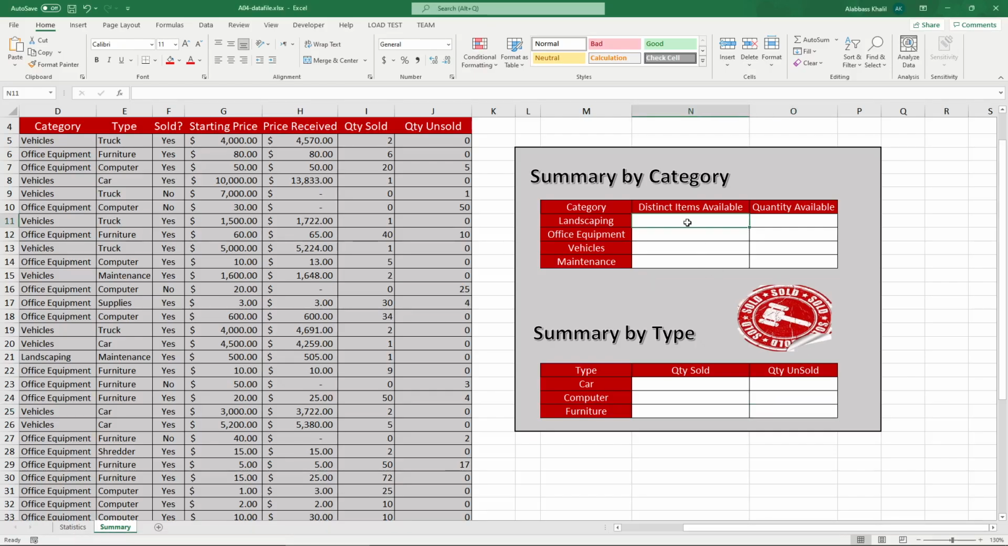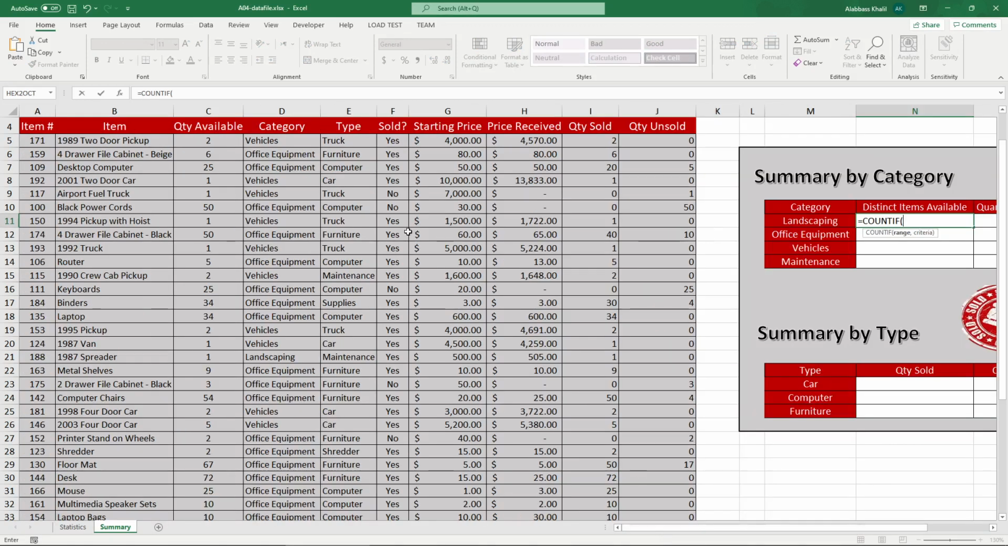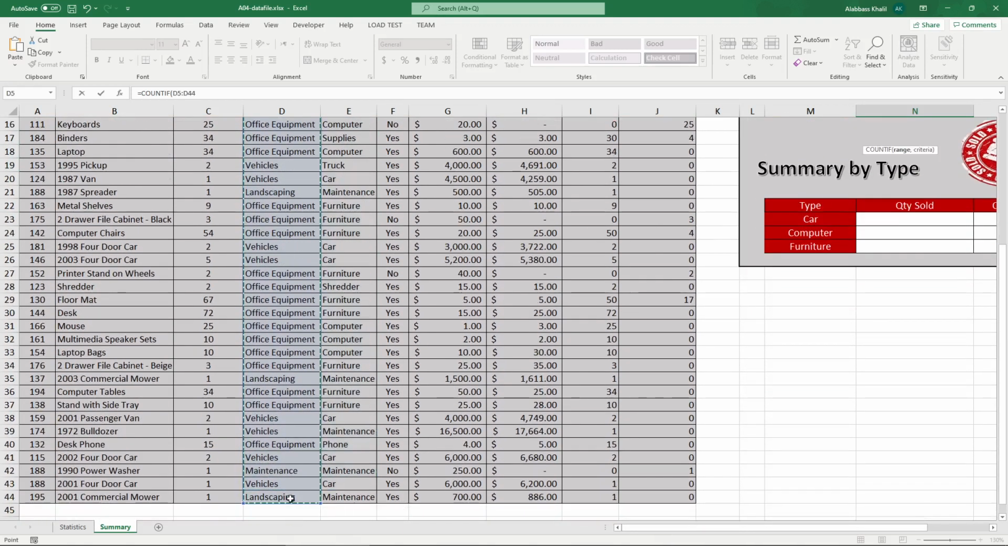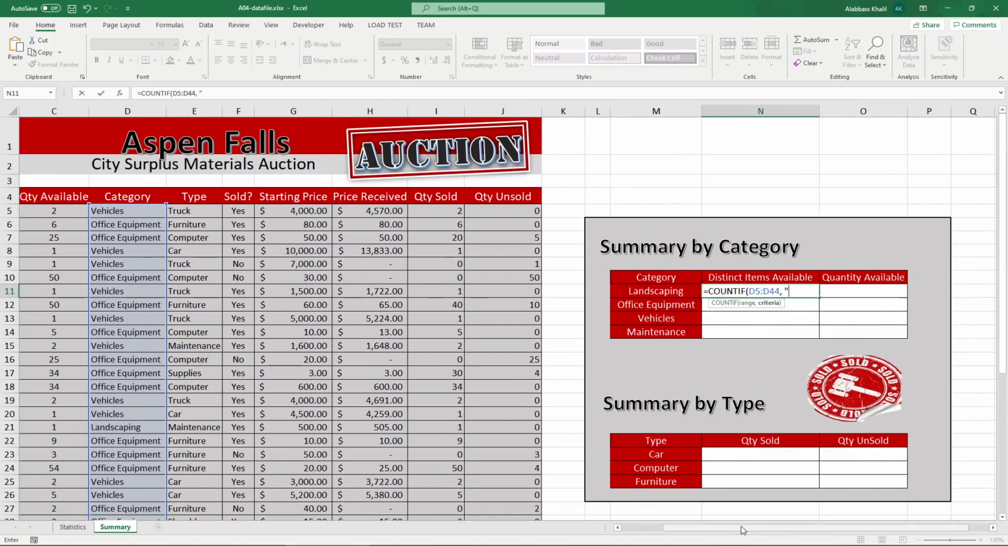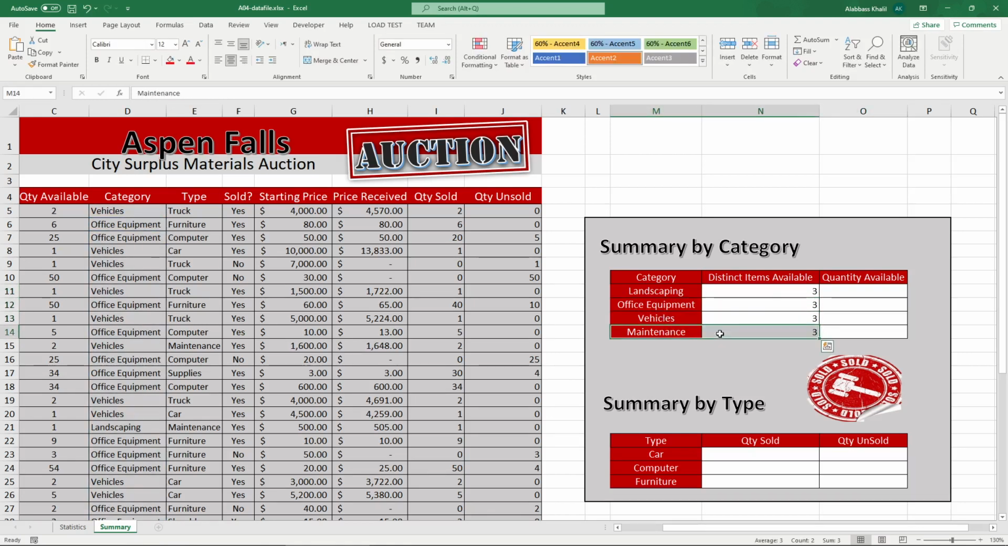So here, as we mentioned, how many distinct items do I have? Well, I'll count if landscaping is in category. Now, if I type in landscaping specifically, I'm always going to get 3. Why? Because every time I'm checking for landscaping. However, here I want to check for office equipment. Here I want to check for vehicles, maintenance, etc.